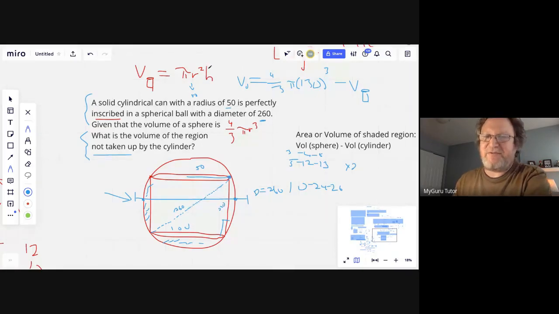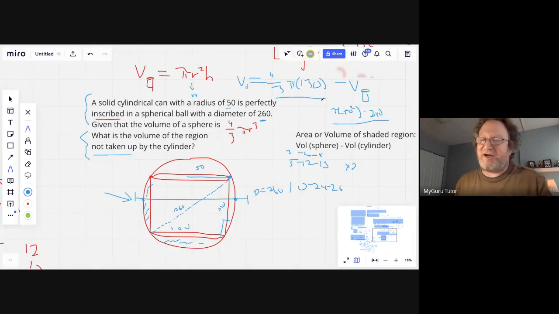That gives us the height, right? So the volume of the cylinder then is going to be pi times 50 squared times 240. And that is really all you need to do, all right? They might potentially factor out a pi or something like that, but that's all you need, all right?